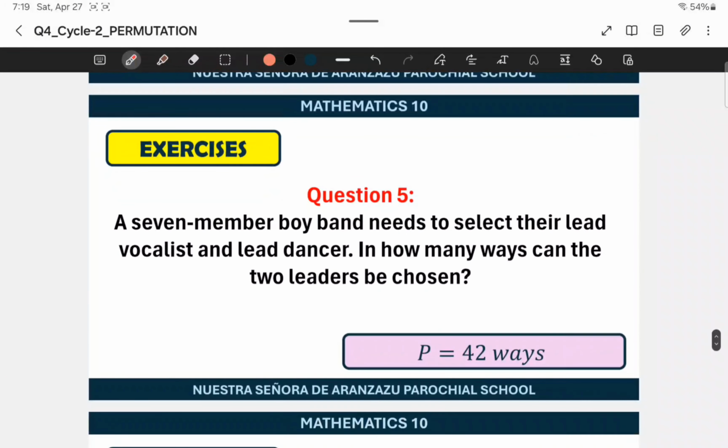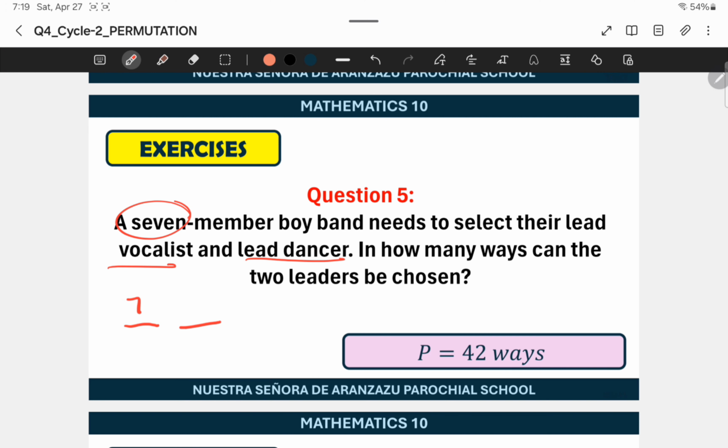Next, a 7-member boy band needs to select their lead vocalist and lead dancer. In how many ways can the 2 leaders be chosen? So, ilan ba yung kailangan natin position dito? Ilan ba yung pinipili dito? So, kailangan ng lead vocalist and lead dancer. So, 1, 2. So, sa lead vocalist, ilan yung option natin? There are 7-member boy band. Okay? So, yung 7 members na yun, so that is 7.